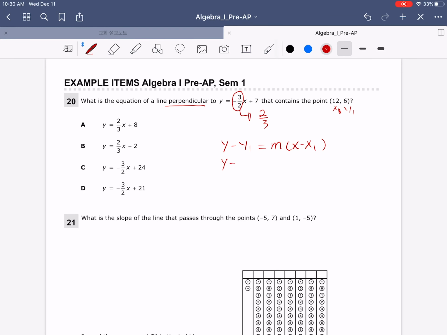So y minus y1 is equal to slope x minus x1. Y minus y1 is gonna be 6. Slope is 2/3 x minus 12, right? I'm not gonna put parentheses because it's gonna be only 1 negative anyways. So let's do this. Y minus 6 is equal to, if you distribute 2/3x, if you distribute this, it's gonna be minus what? Why my brain is not working? It's 8. Okay. Whew. And plus 6.